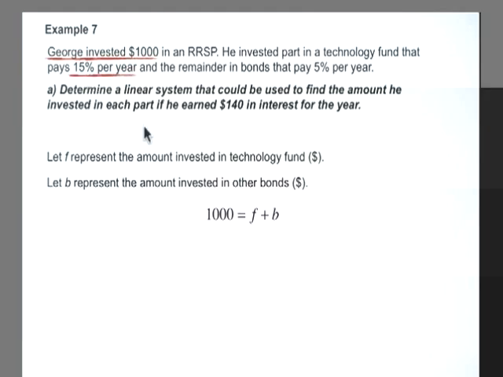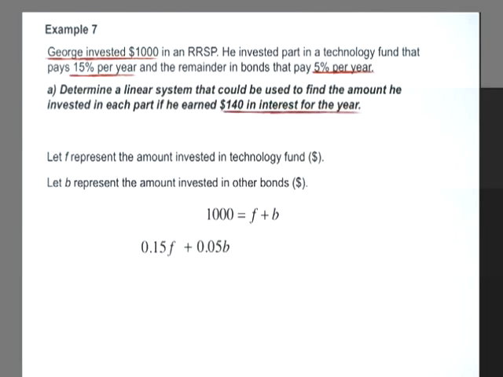He invested part, remember, the amount he invested in the technology fund earned 15%, and the amount that he invested in the bonds paid 5%. So the 15% per year for the technology fund would be 0.15 times the amount he invested in the technology fund. That will be the amount of interest he earned by investing in the technology fund. He also earned 5% per year on his bond fund. So the amount of interest he earns on his bond fund is going to be 5% or 0.05 times the amount he invested in the bonds.